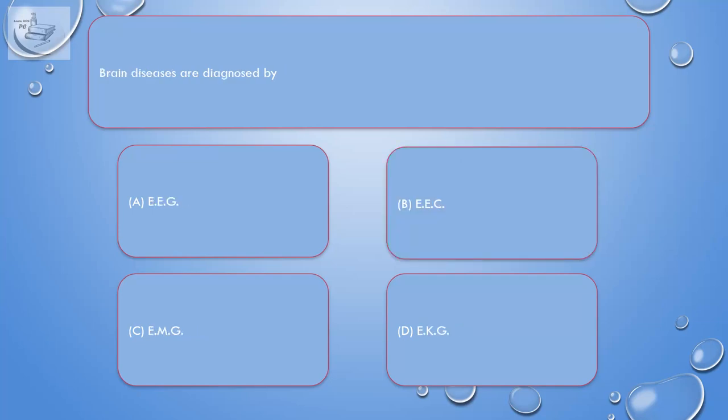Question: brain diseases are diagnosed by A. EEG. B. EEC. C. EMG. D. EKG. Correct answer is A. EEG.